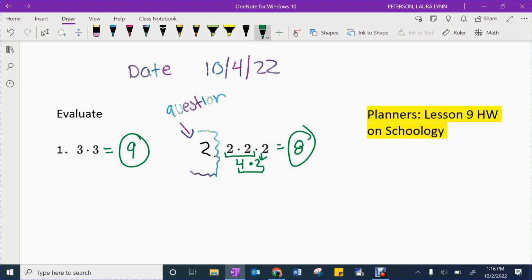Planners. Let's open up your planners. I am doing a planner check tomorrow, so please make sure you have this written. It says, Lesson 9 homework on Schoology. I know you had homework yesterday. Yes, you're going to have homework again today.